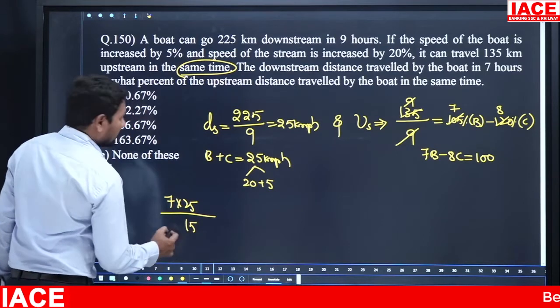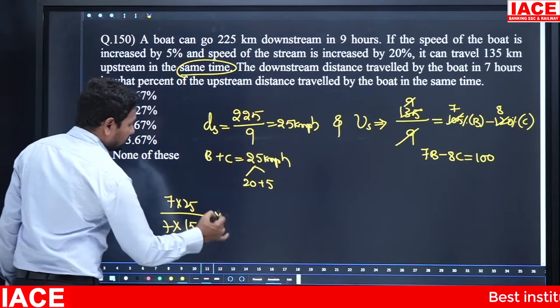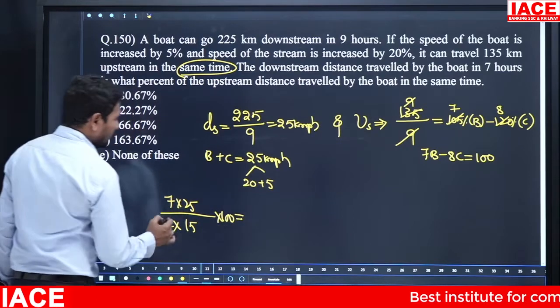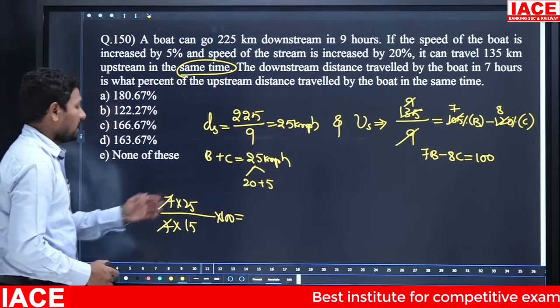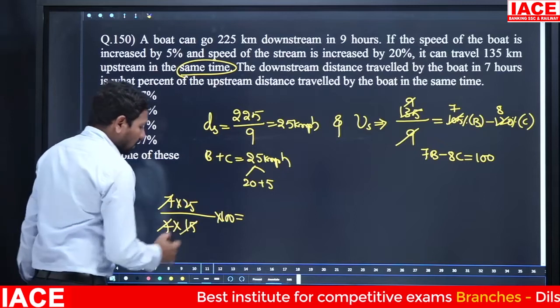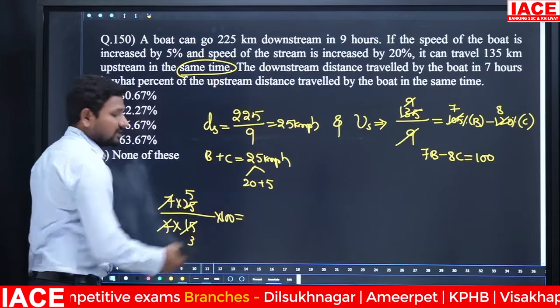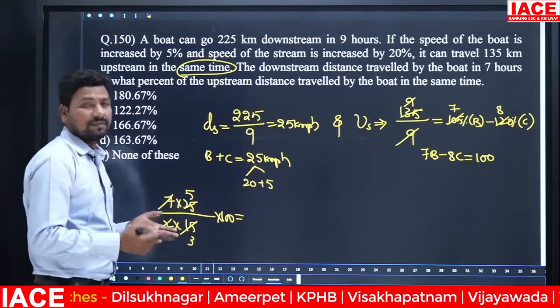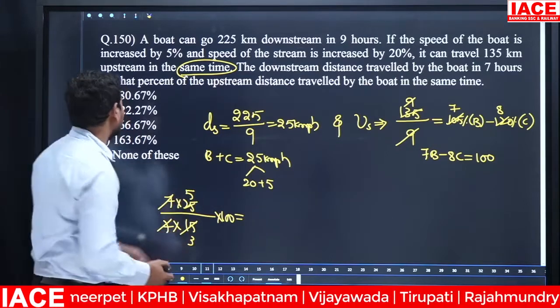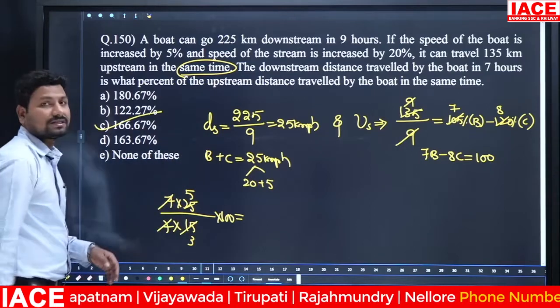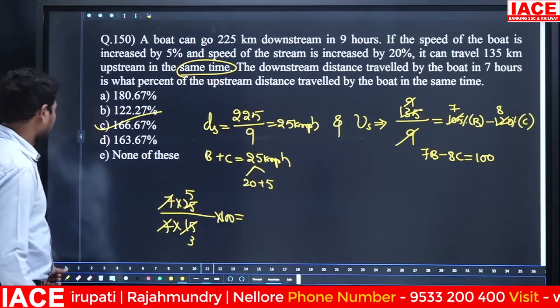In the same boat in the same time, it is what is a percentage into 100. Here 7 will be cancelled and cancel the 15. Here 5 3s are, 5 5s are 100 by 3 is equal to 16 2 by 3 percentage or 16.66 percentage. But 500 by 3 is equal to how much? It is 166.67 percentage, option C.